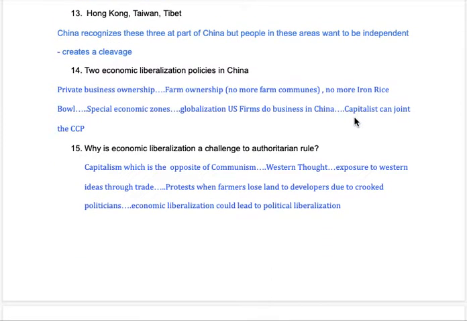Hong Kong, Taiwan, and Tibet are three areas within China that are controlled by the Chinese government and recognized as part of China. However, these territories want to be independent and separate. This creates a big divide and cleavage within China.